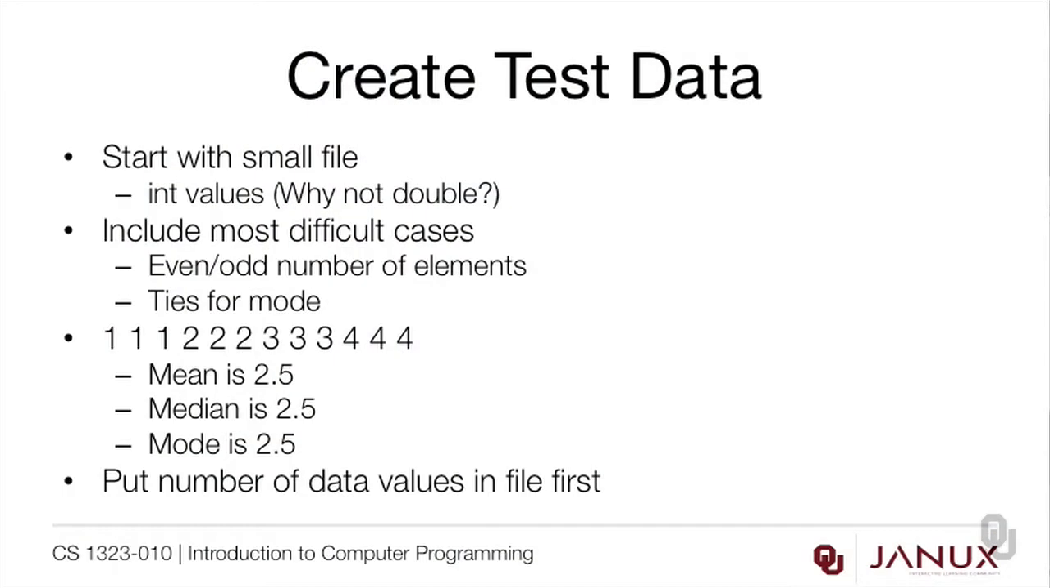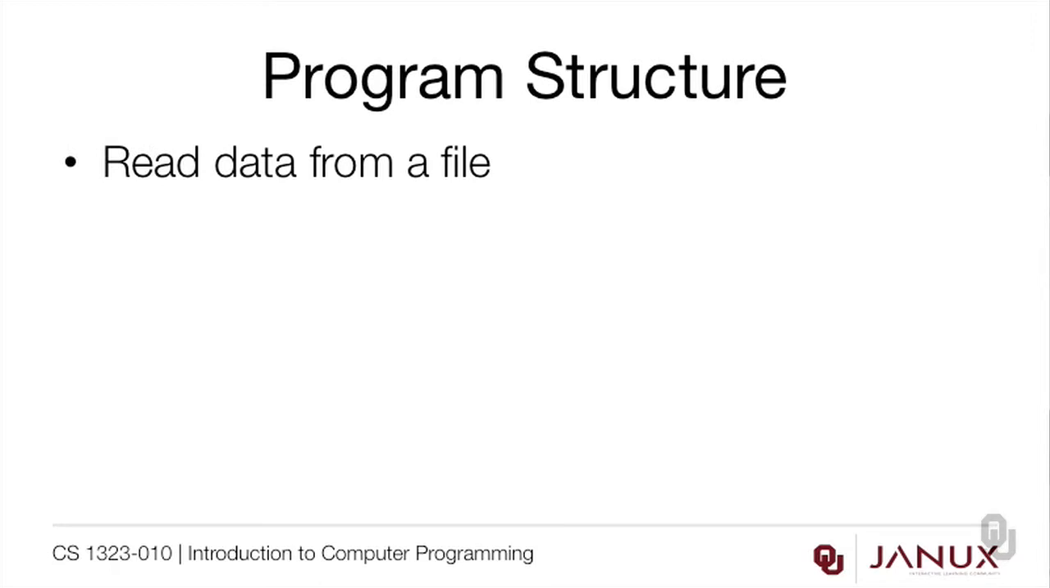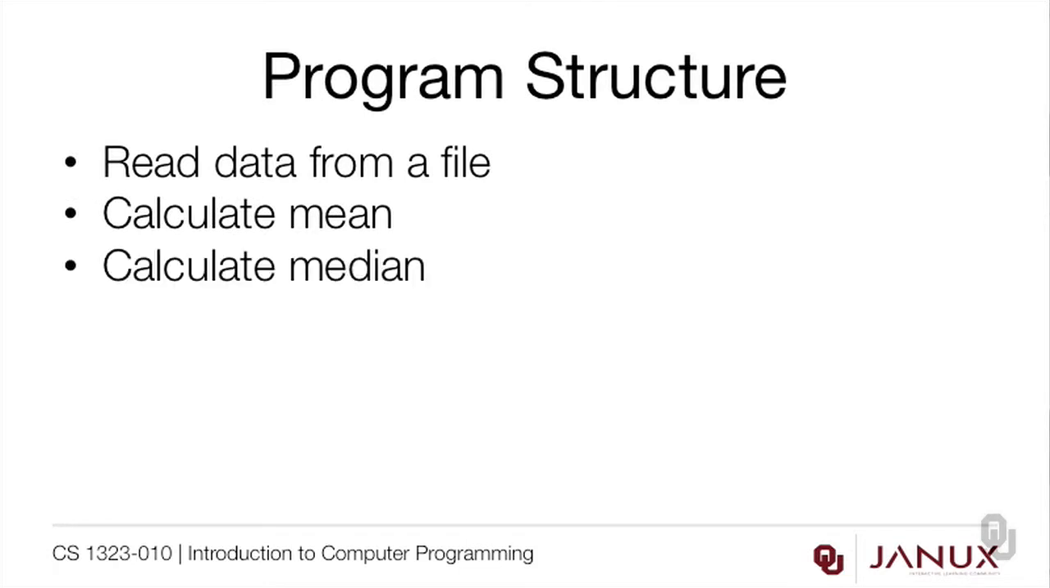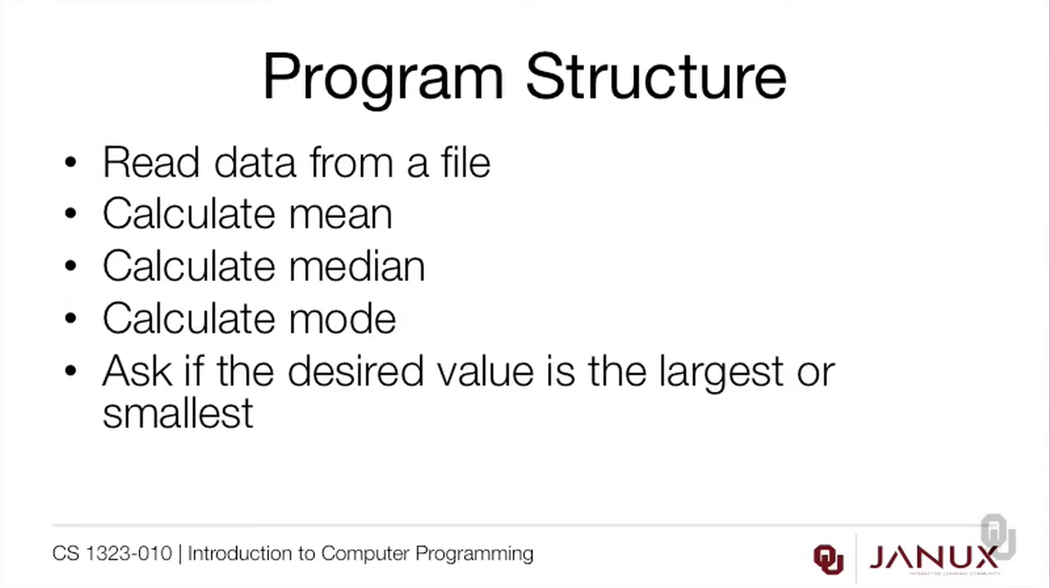That makes it easier because then we know how big to create our arrays. So here's the program structure. First, we're going to read the data from a file. Then we're going to calculate the mean. Then we're going to calculate the median. And then we're going to calculate the mode. We'll ask if the desired value is the largest or the smallest one, and then we'll return the desired value.